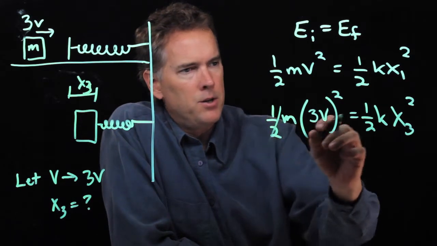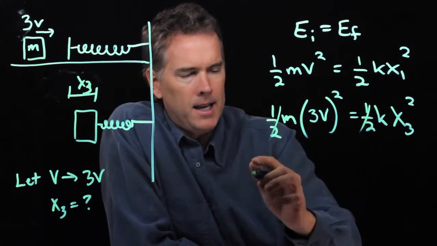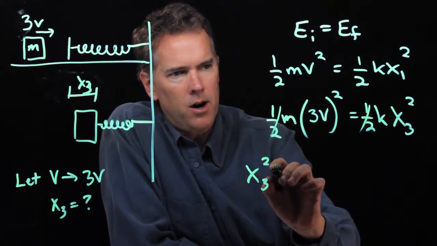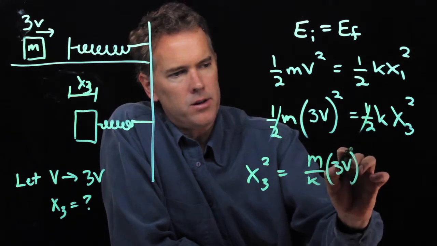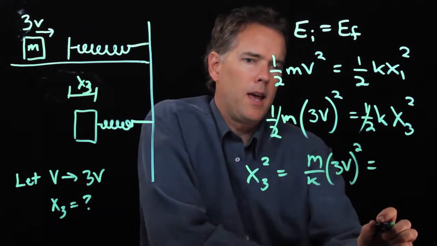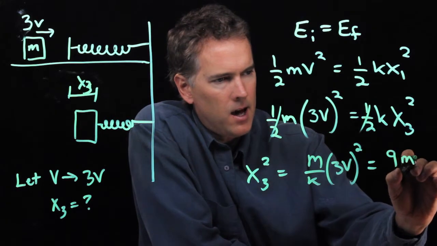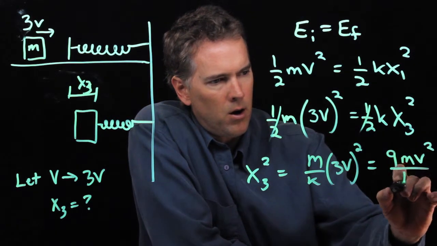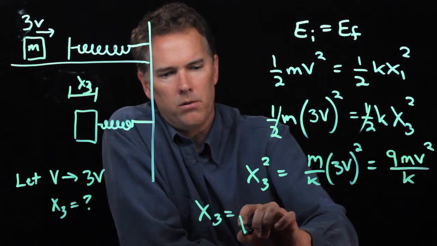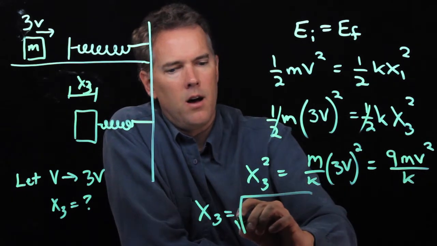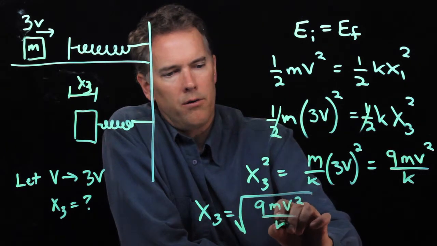Okay, we can do that pretty easily. If I multiply by 2 on each side, I get rid of those halves. If I divide by k, then I get x3 squared equals m over k times (3v) squared. And then I want to square out that 3v, so I get 9mv squared all over k, or x3 equals the square root of 9mv squared all over k.